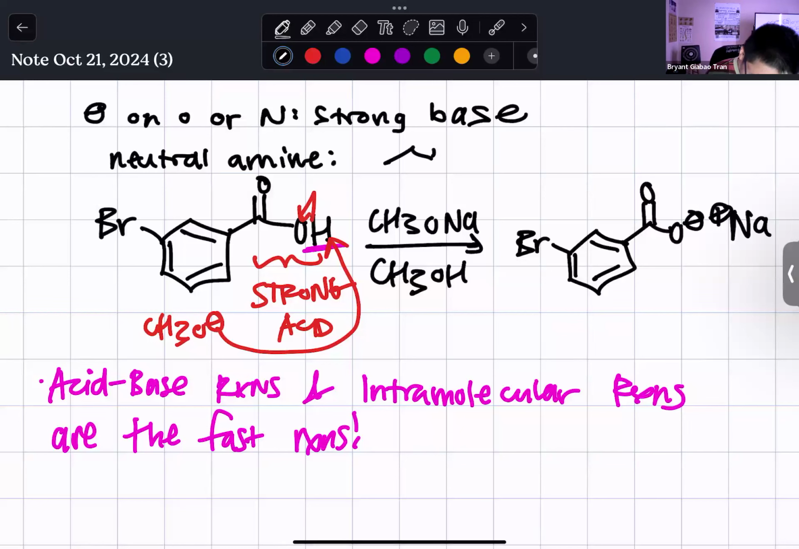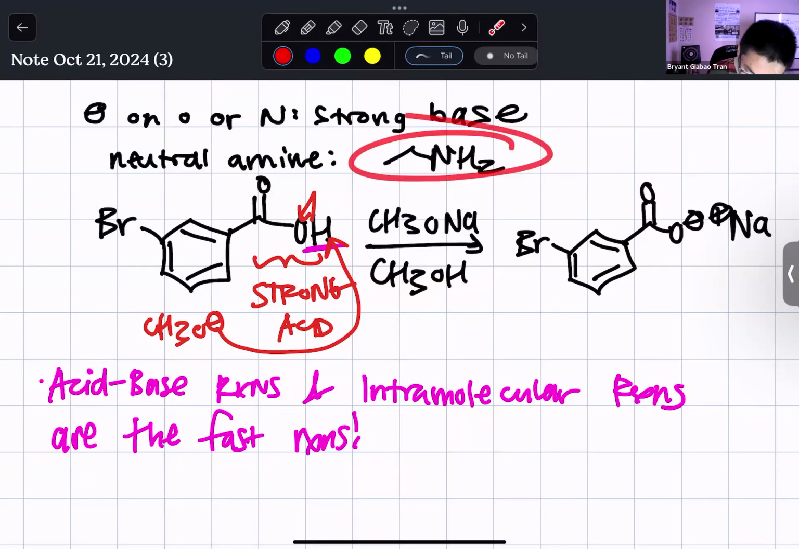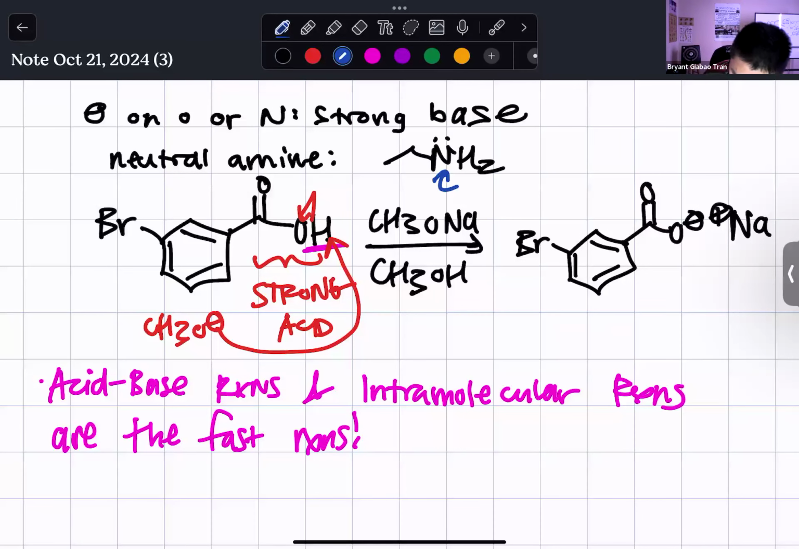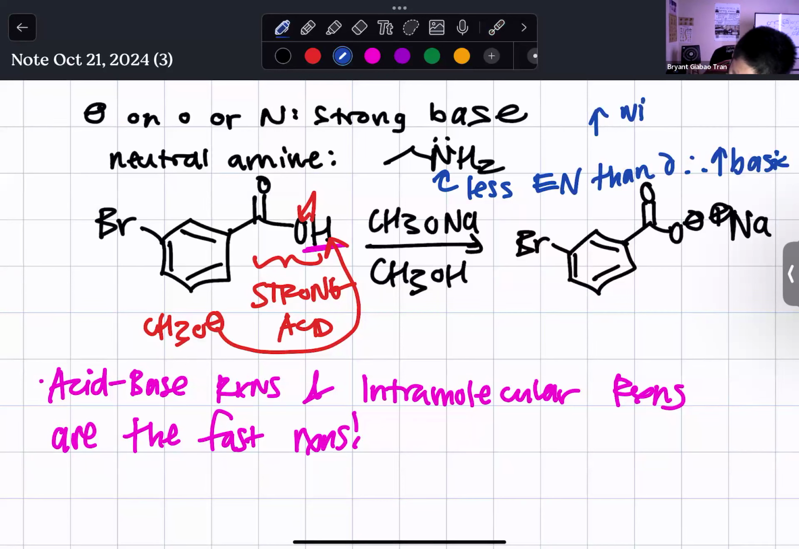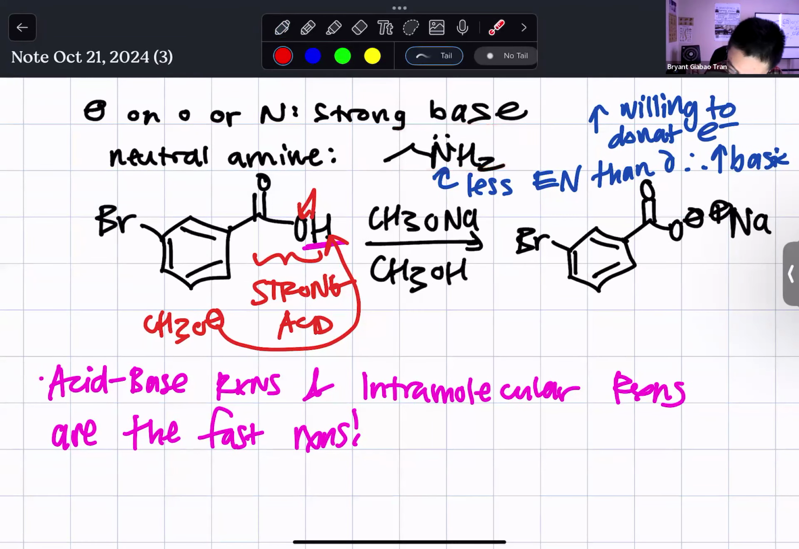Right. So if you see something like this right here, that's neutral, even though it's neutral, because the nitrogen is less electronegative than oxygen is, this nitrogen here is more willing to donate its electrons and attack the hydrogen, right? Because it's less electronegative, it is more basic, more willing to donate electrons, right? Amine here is a strong base as well that is going to deprotonate the carboxylic acid.